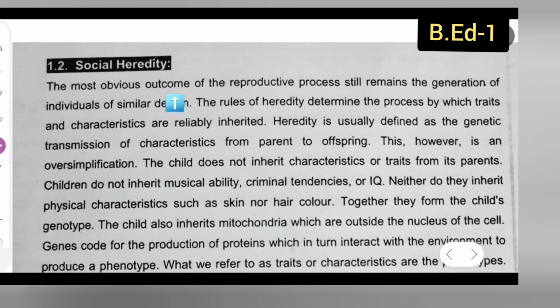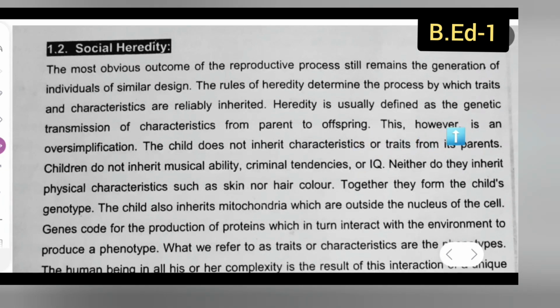The most obvious outcome of the reproductive process still remains the generation of individuals of similar design. The rules of heredity determine the process by which traits and characteristics are reliably inherited. Heredity is usually defined as the genetic transmission of characteristics from parent to offspring. This, however, is an oversimplification.